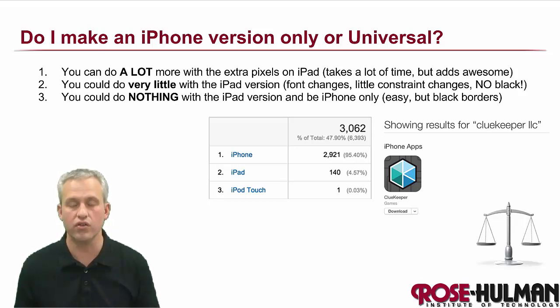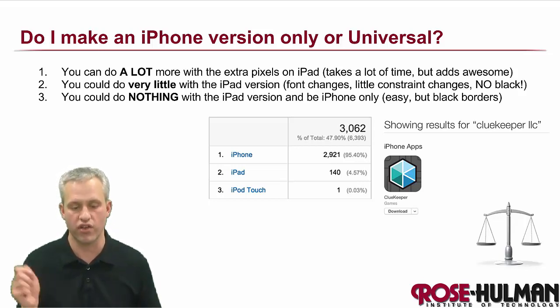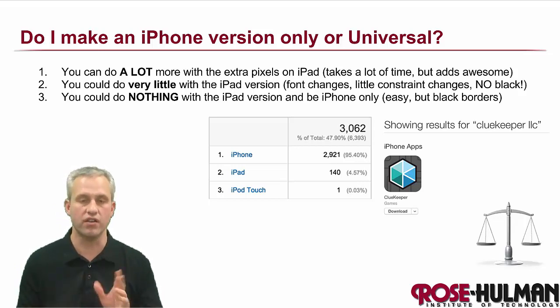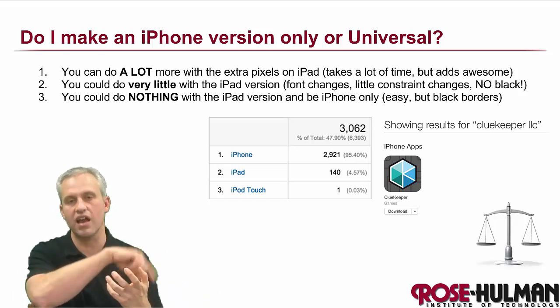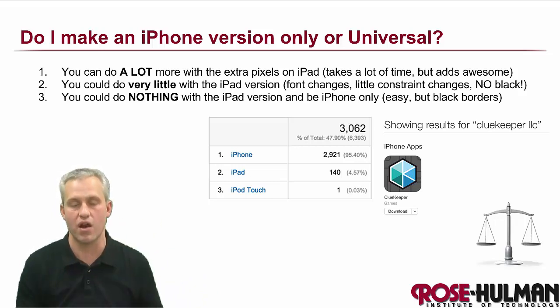You could do very little, like our Scorekeeper and our sliders. You could just fix some fonts. We're already using constraints, so just fixing some fonts might be all you really need to do. And then your third option is you could just do nothing, right? And just be an iPhone app, and iPad users can use you, but you're going to get pixel zoomed, and you're going to get that annoying black bar, and that may or may not really bother you. Some people it really bothers, right?